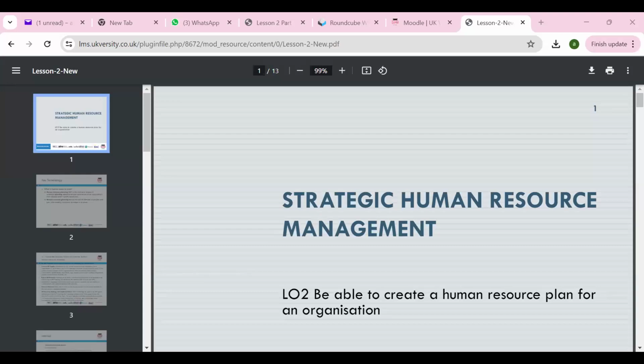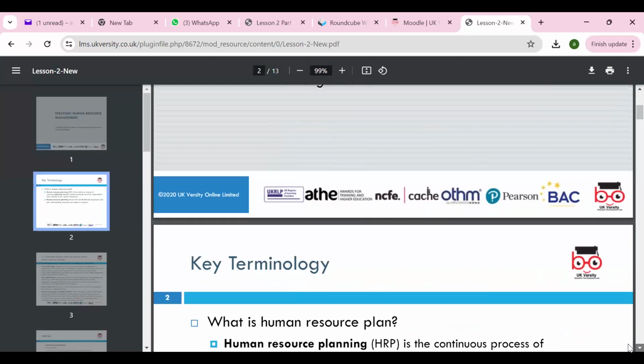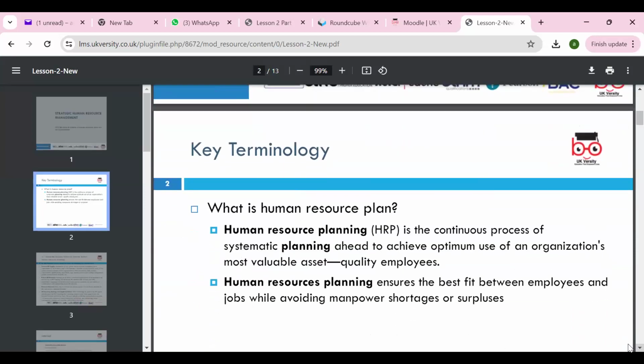Okay, welcome. We'll start then. Today's lesson will be LO2, which is about being able to create a human resource plan. Human resource planning is very important. A plan means where you are and where you want to go. And in today's lesson, what is human resource planning?